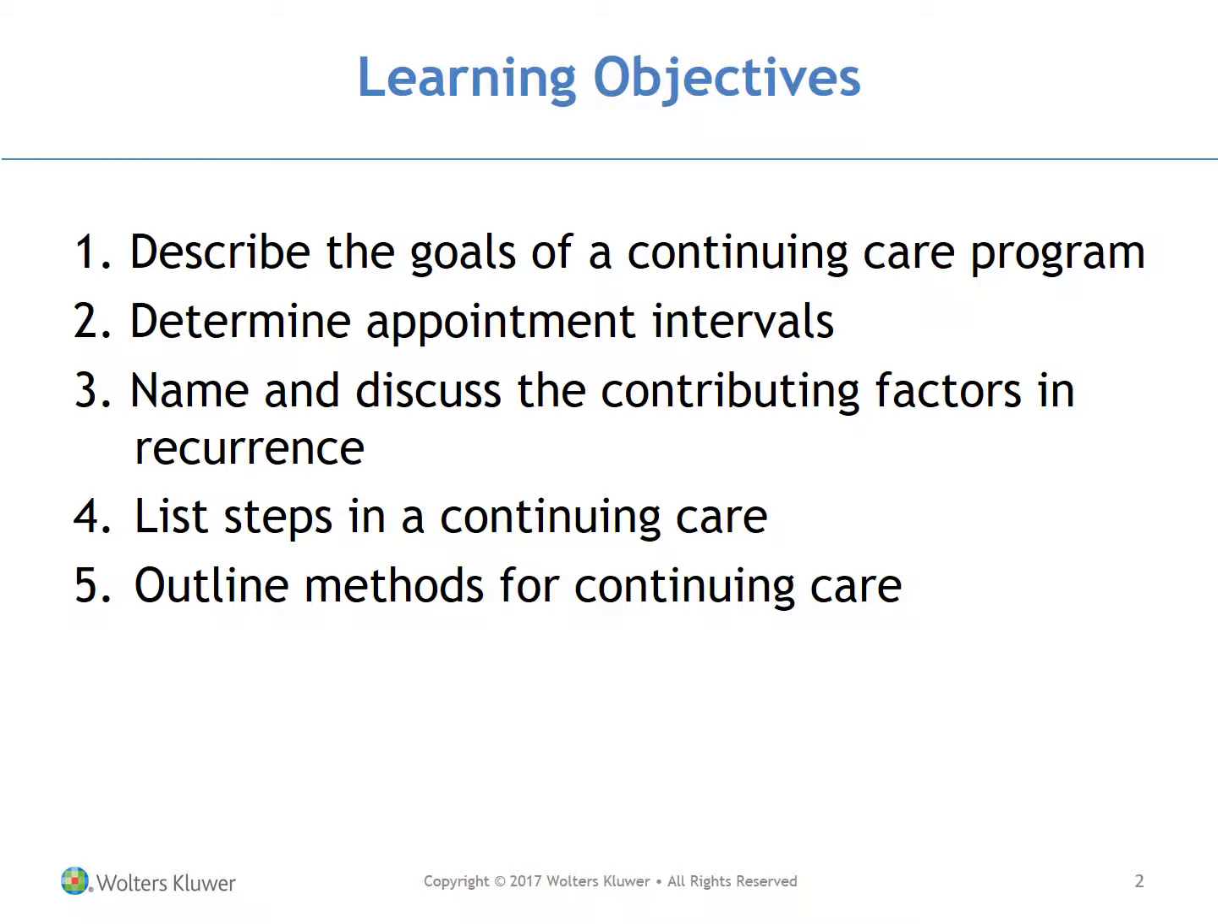So our objectives for this chapter include: describe the goals of a continuing care program in dental hygiene practice; determine appointment intervals based on an individual patient's risk factors, compliance, and oral health history; name and discuss the contributing factors in recurrence of periodontal disease; list steps in a continuing care appointment, including assessment, care plan, and therapy. And the last one is outline methods for continuing care systems in the dental office or clinic.